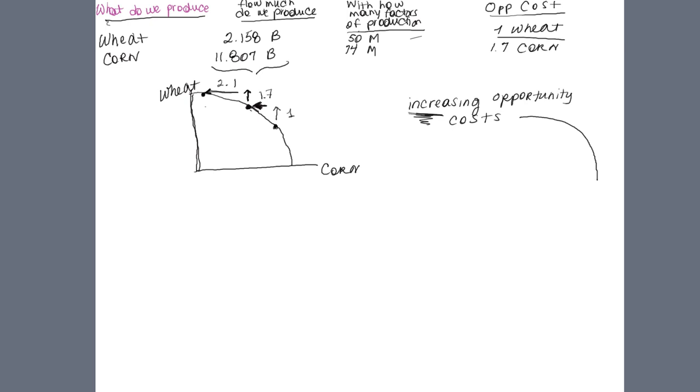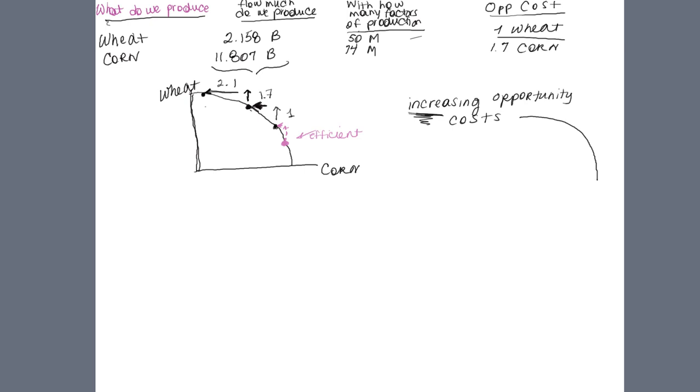So just to review, remember that everything on the production possibility frontier, so for instance this purple dot, is efficient. We cannot gain any more of one good without losing some of the other. So for instance, here, if I want more wheat, I must lose some corn in order to stay on the production possibility frontier.